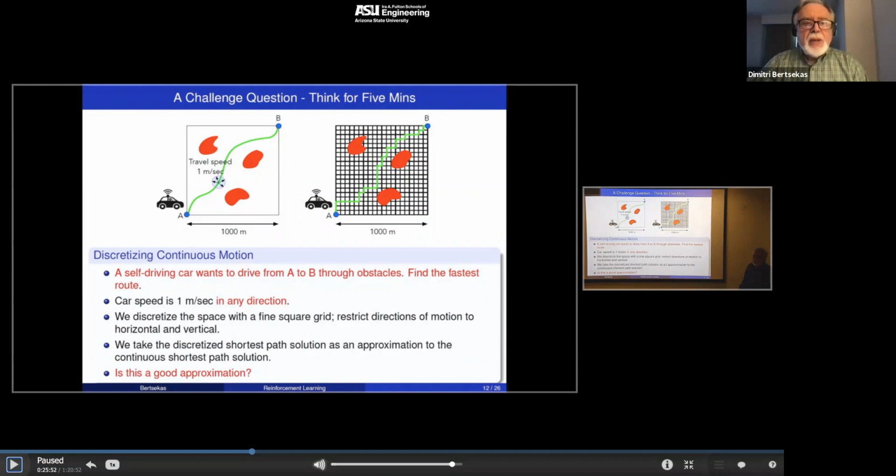Okay, so back to this challenge question. What do you think about this idea, this question here? Is this a good approximation to do this grid and construct, by some kind of shortest path method, an optimal path that is jagged like this, and then use this path as an approximation to the optimal path for the continuous space problem?